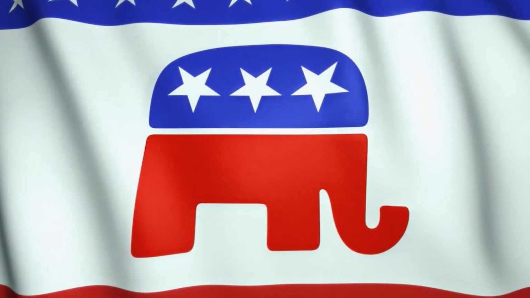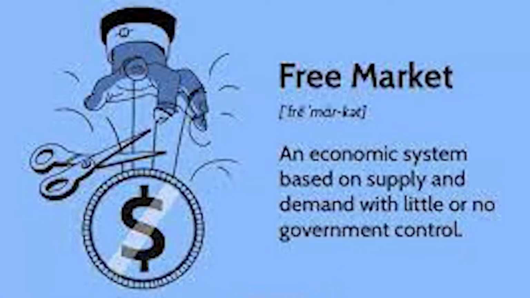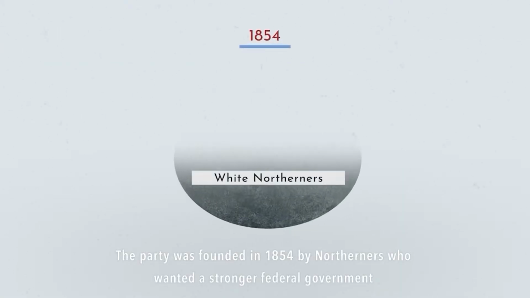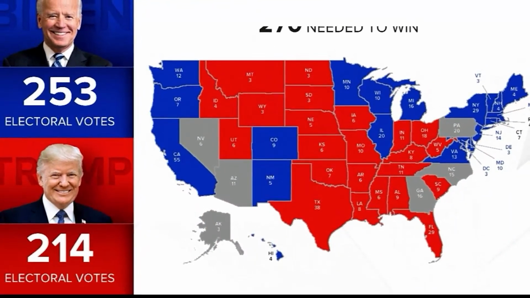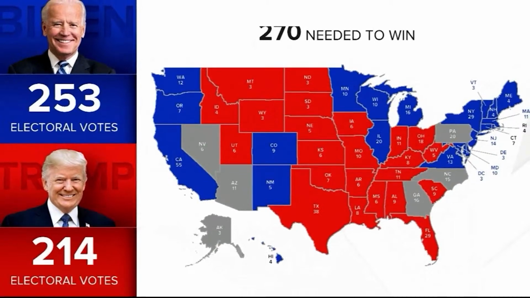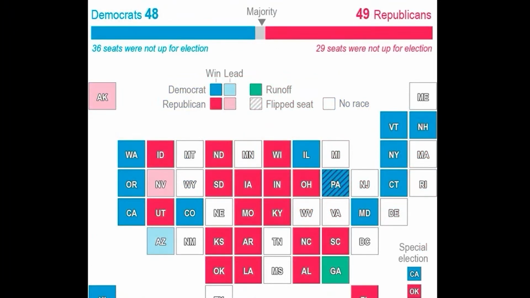On the other side, we have the Republican Party, known for its conservatism and free market economics. Founded in the 1850s, the Republican Party has a membership of approximately 25 million. In the 2020 presidential election, their candidate Donald Trump received 74.2 million votes.